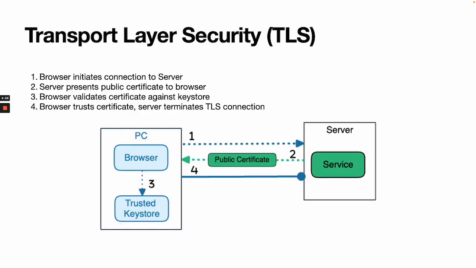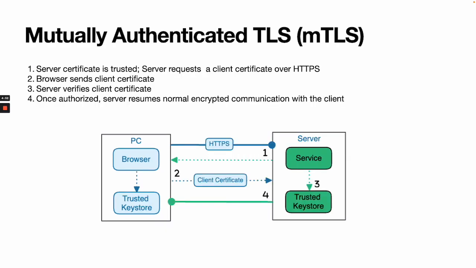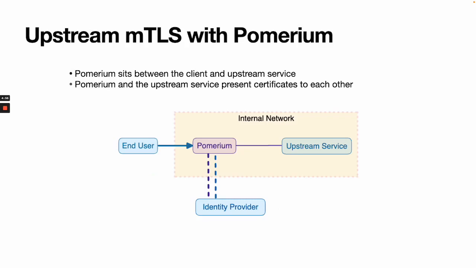Regular TLS means the server must authenticate itself to the client with a valid certificate. Mutually authenticated TLS means both the client and server must provide valid certificates to authenticate each other. After successful authentication, the server secures the connection with TLS. So how does that work with Pomerium?